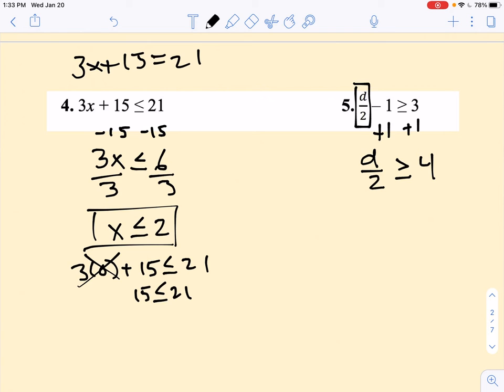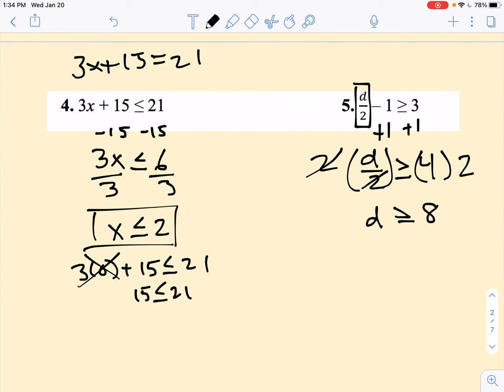Then we remember from the last lesson, to get rid of this, we recognize that d is being divided by 2, so we do the opposite. We're going to multiply by 2. Whatever you do to one side, always do to the other side. Then just cross those out, because they cancel each other out. And then you get d is greater than or equal to 4 times 2, which is 8.